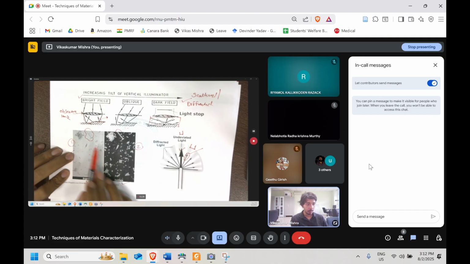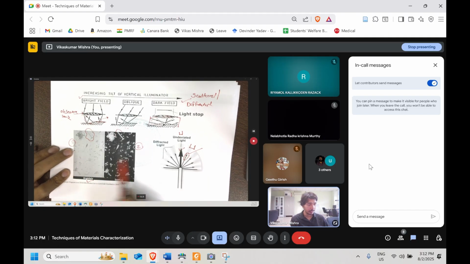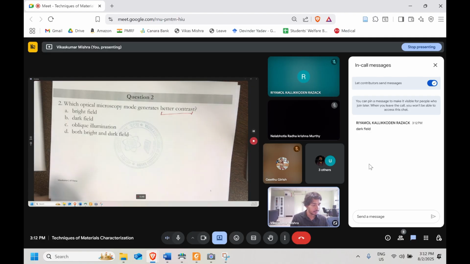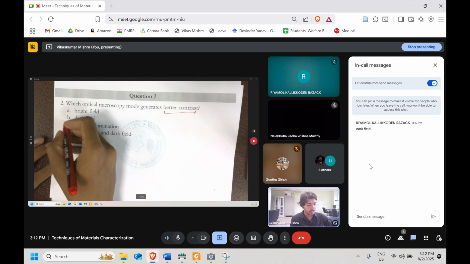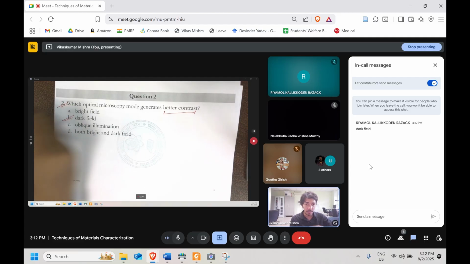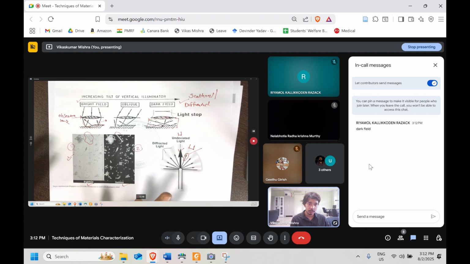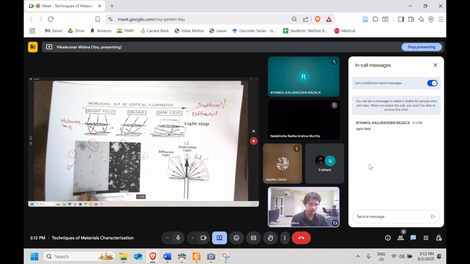Here, among these two, the first image and the second image, which one is having the better contrast? The contrast is a dark field, right? Very good, Riyamul, that's right. So in the dark field, we can say that it's generating the better contrast because the background intensity is 0. More or less, on average, it's 0.